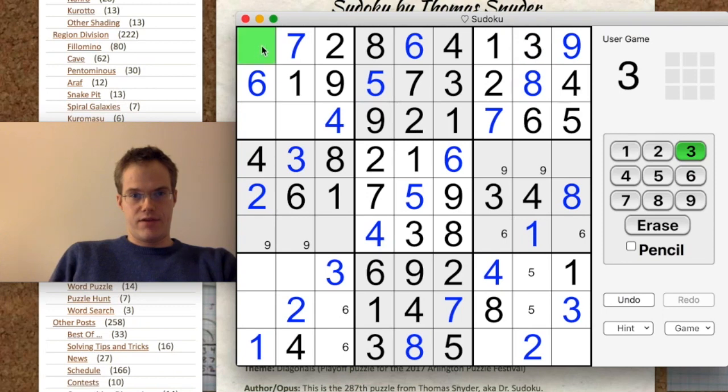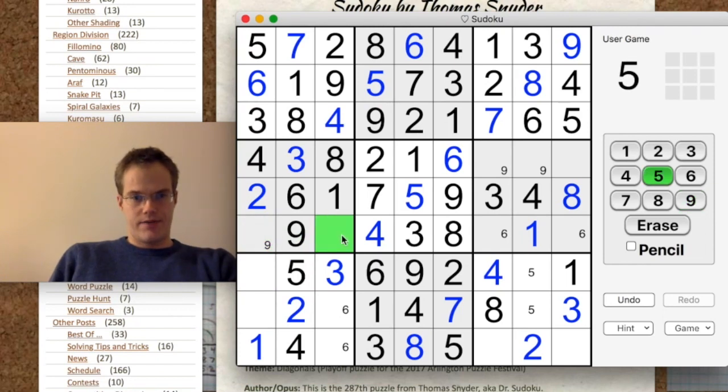Let's finish off the row. I think we're nearly done here, actually. So that's a 5. That's a 3. That's an 8. Looking at this column, we need 5 and 9. So 9 and then 5.